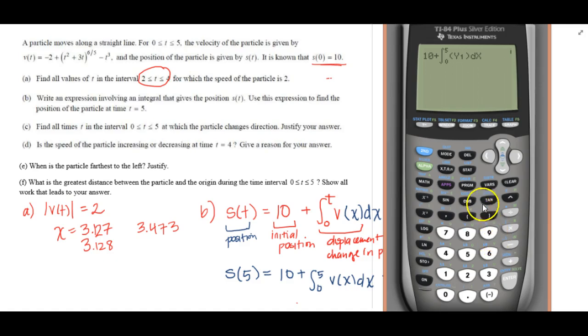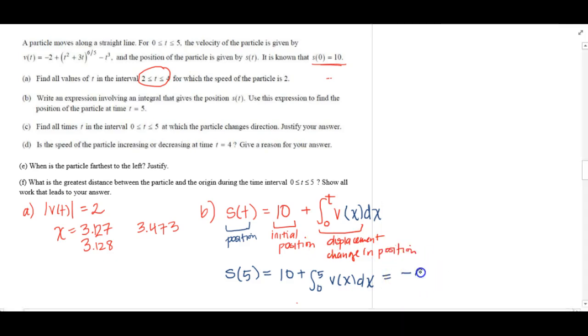So s of 5 is, it's doing its calculation, negative 9.207. So after 5 units of time, again, we weren't given units in this problem, where was my particle? Well, it's at negative 9. So it started at 10, and then it moved to the left. Again, let's just assume a horizontal line. Now, after 5 seconds, it's all the way at negative 9.207.